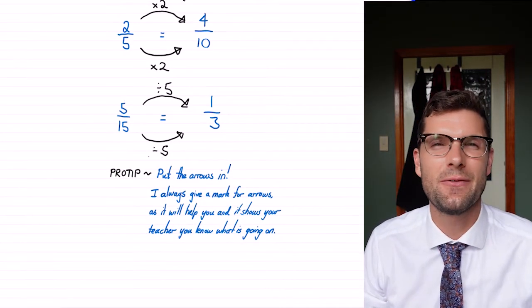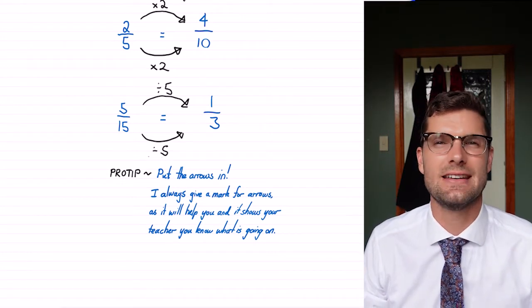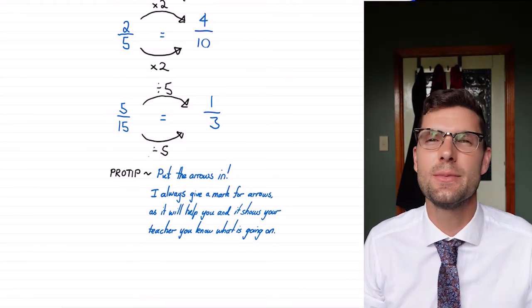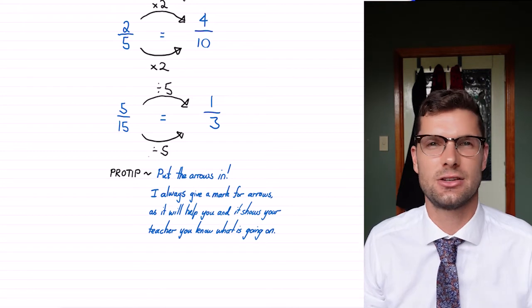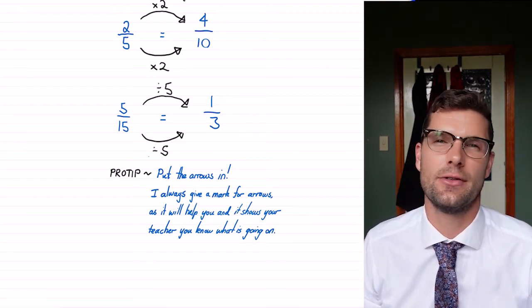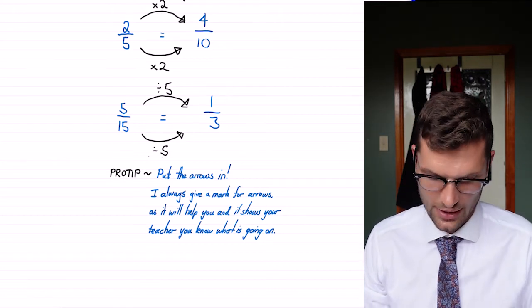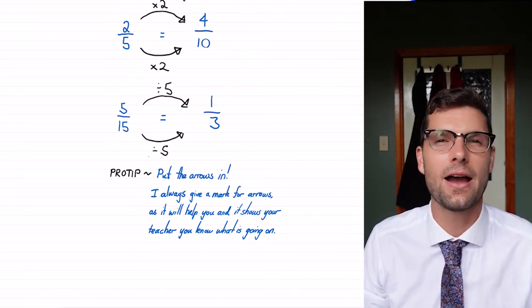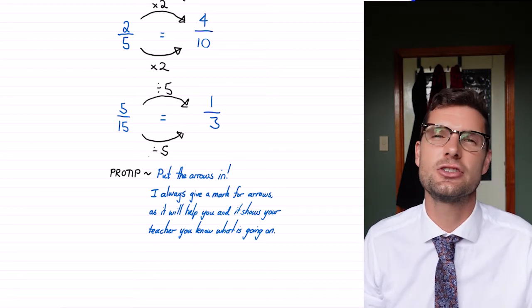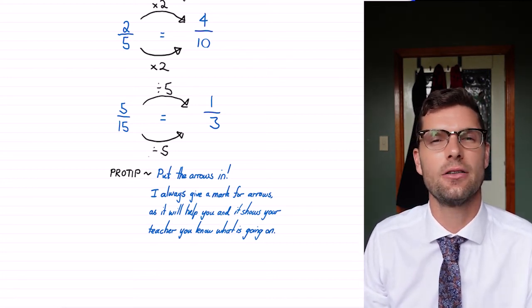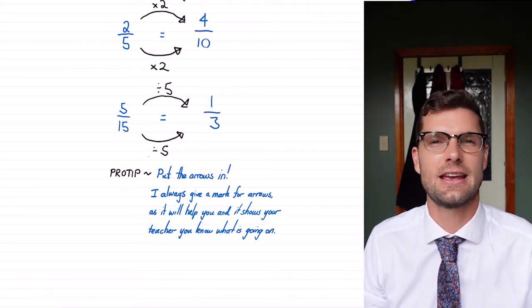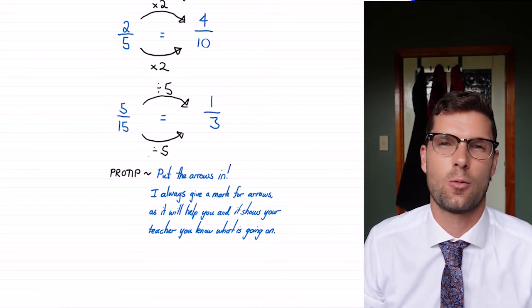So my big pro tip for this one is always throw the arrows in. It just means that there is legitimately no chance that you can forget to do either the numerator or the denominator. And this is the big mistake that people make. Okay? I actually always give a mark if you put the arrows in, because it just shows that you know exactly what's going on, and it helps your teacher see that you should get full marks for any of these questions.